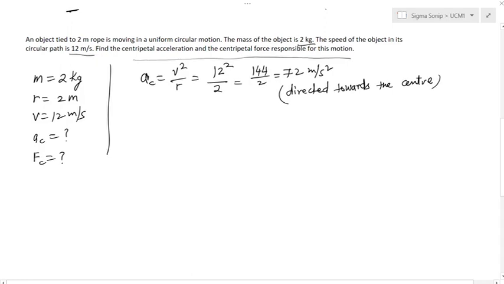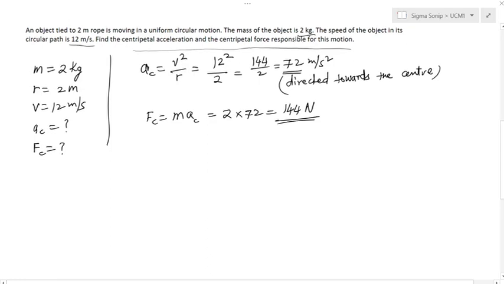Likewise, FC is F equal to m times A. M is 2. AC we already found, 72 here. 2 times 72 is equal to 144 Newton. A straightforward question. We just need to plug in the values, just need to remember the formulas there.